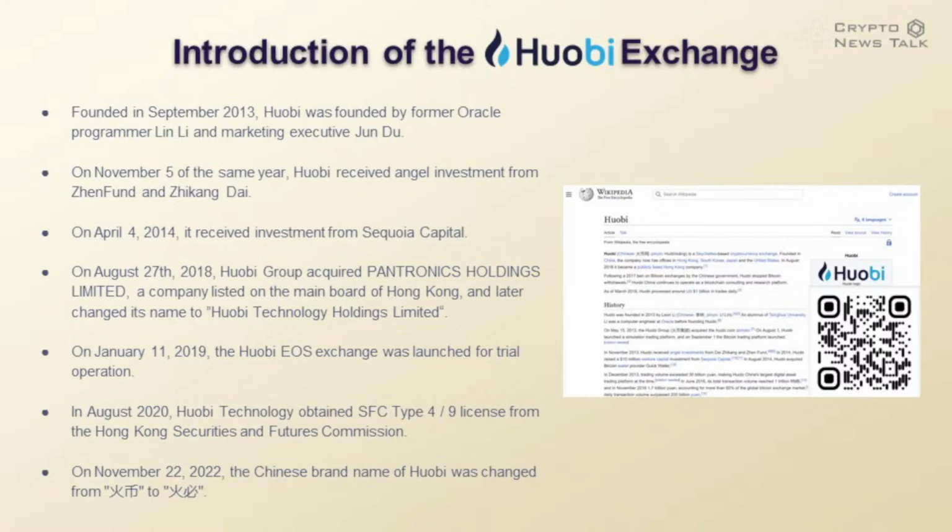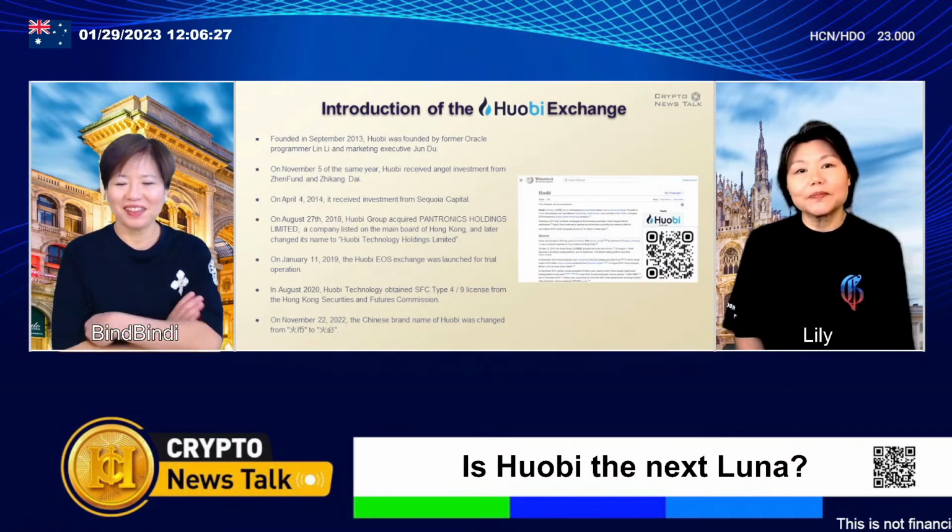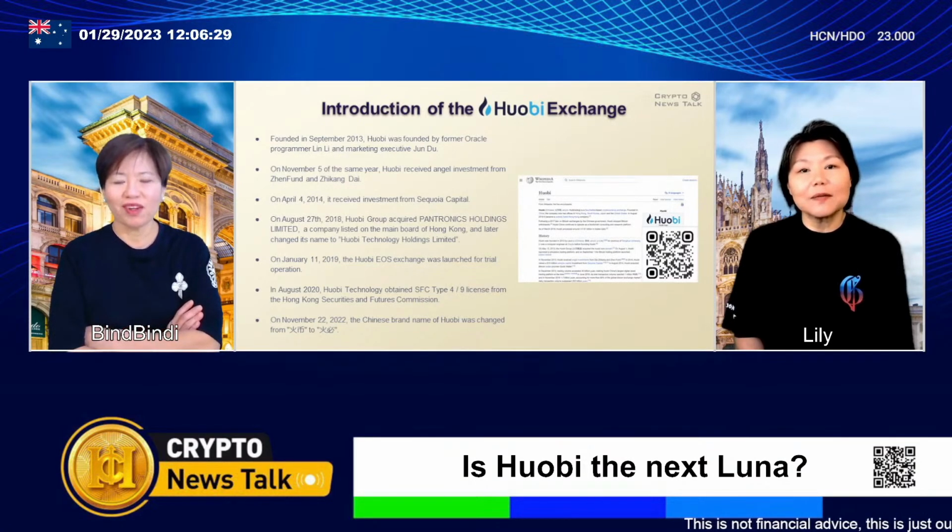In November 2022, the Chinese brand name was changed from Huobi to Huobi. It's still the same, it sounds the same. However, it is written differently. The Chinese characters have changed.